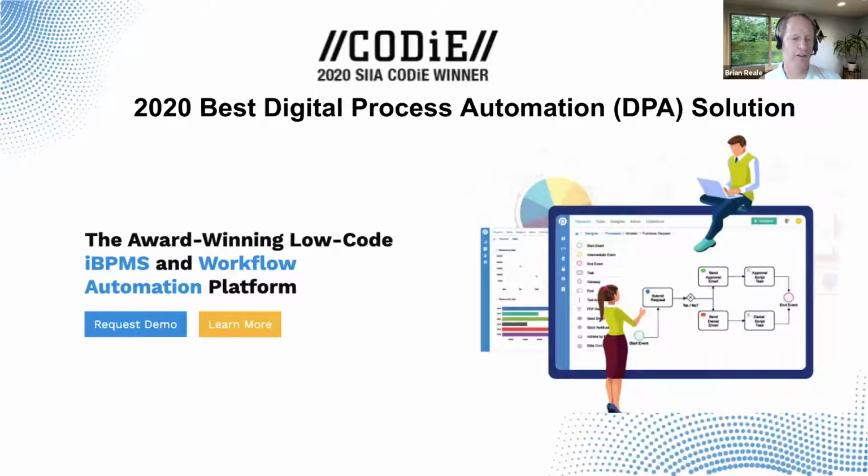So first off, who's ProcessMaker? ProcessMaker is an award-winning low-code IBPMS, business process management platform and workflow automation platform. I'm really excited to report, for those of you who didn't know it, we won the 2020 Best Digital Process Automation Solution, DPA solution from Coty.